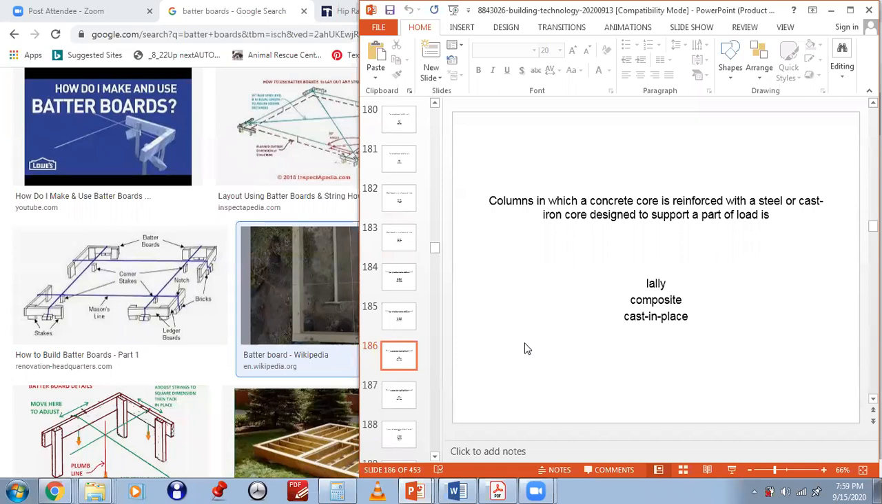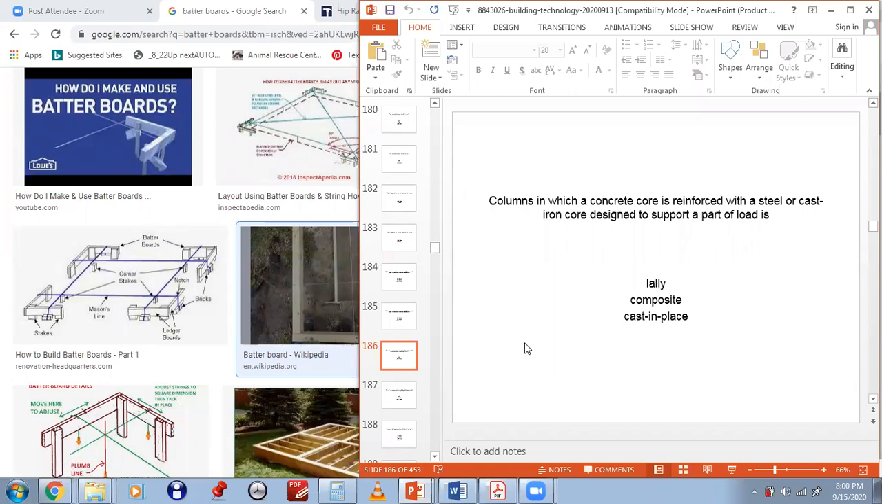Column and water concrete first. Cast in place. Janeline, do you know this? What I know is cast in place. What's another name of cast in place? Cast in situ.